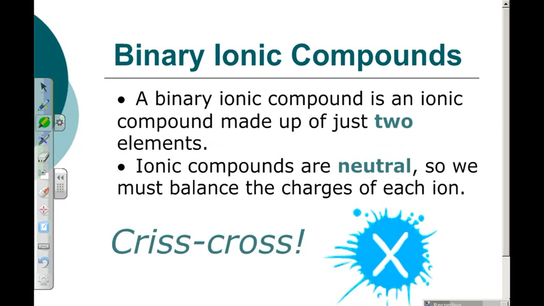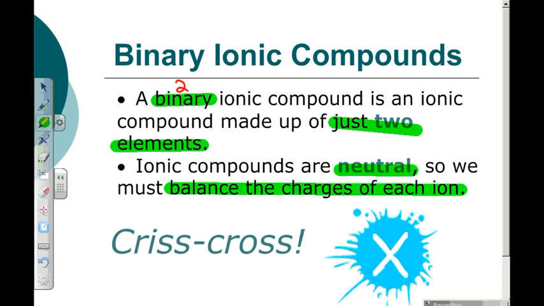Let's get started. We're going to start with the easiest type, which are called binary ionic compounds. The word binary refers to the number 2. So binary ionic compounds are made up of just 2 elements combined together. One is a metal, one is a nonmetal. When we deal with ionic compounds, we know that they are neutral. What that means is overall it doesn't have a positive or negative charge.